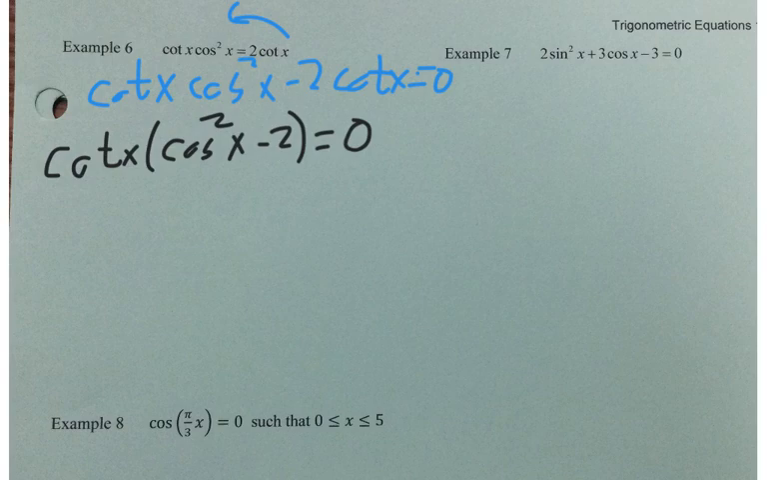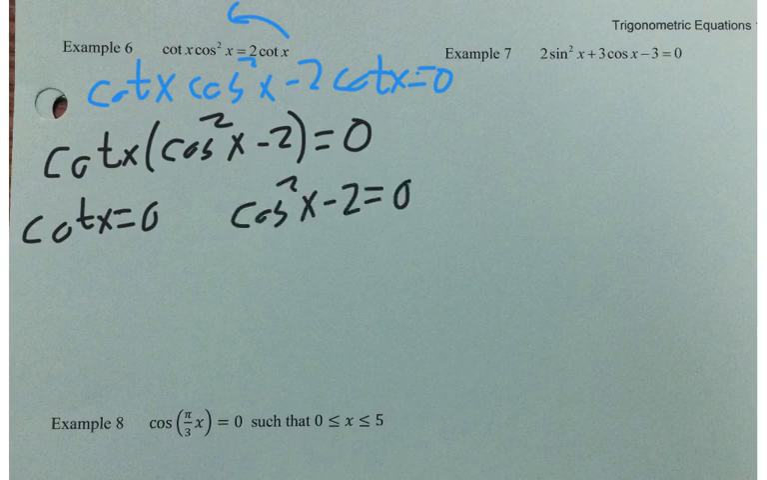Now then, I have two things multiplied to be 0. So one of them has to be 0. So let's set them both equal to 0. So cotangent of x could be 0, or cosine squared of x minus 2 could be 0.